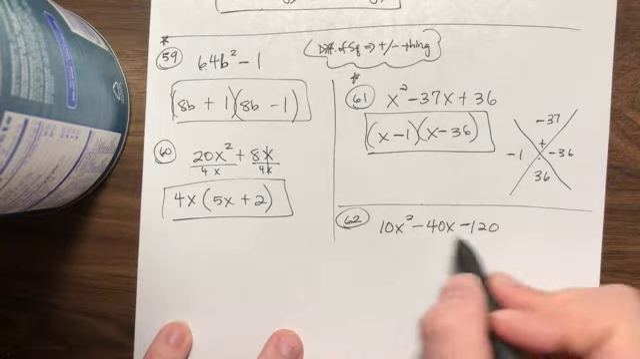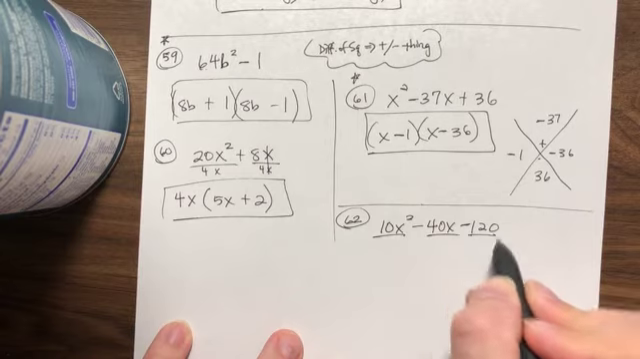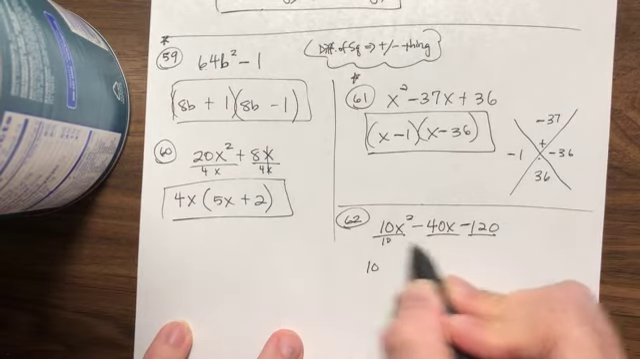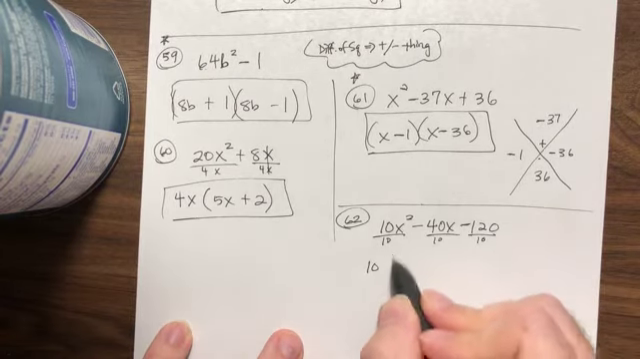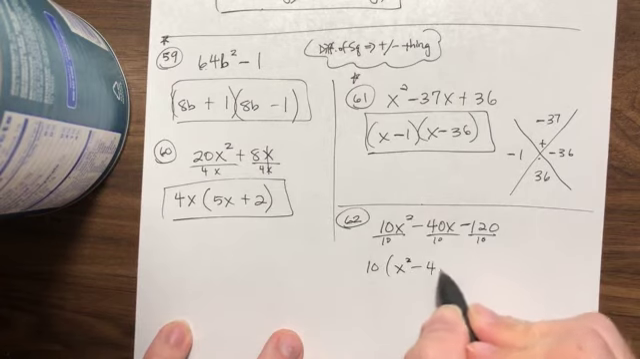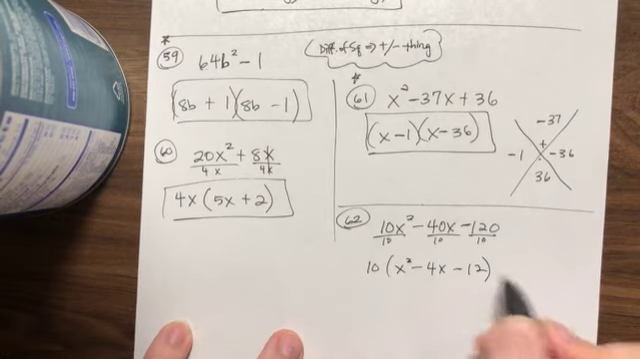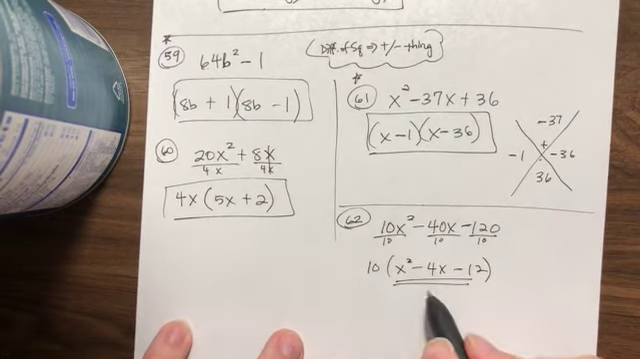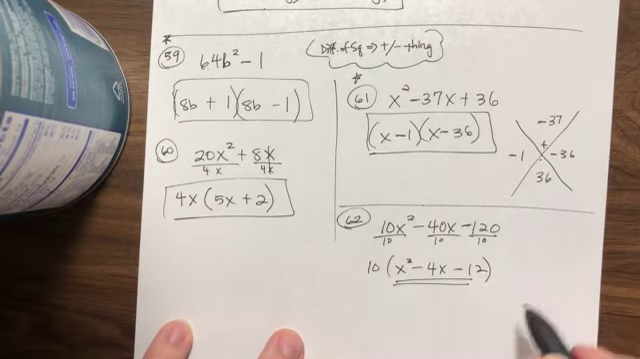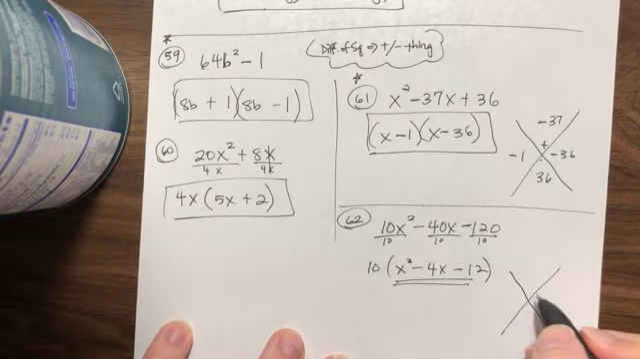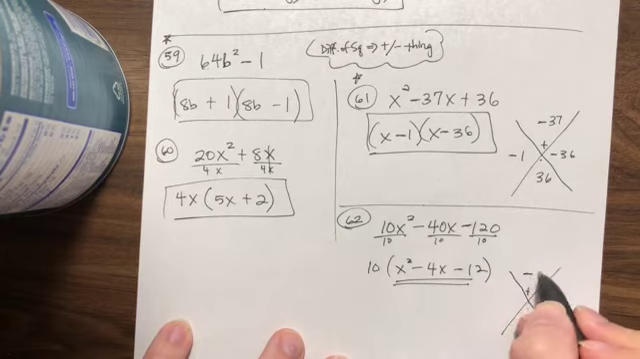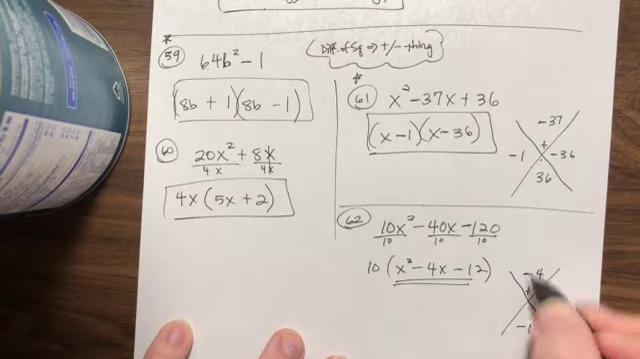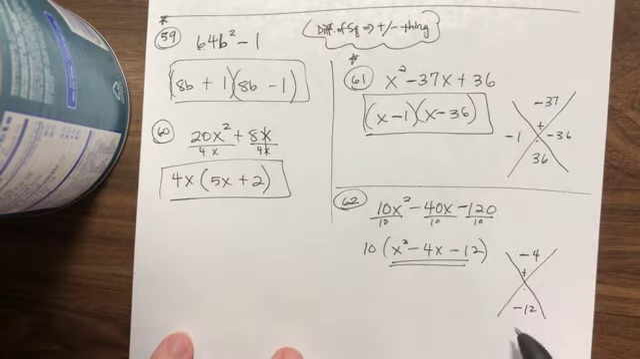But I want to do this problem because it's GCF. They all have a 10 in common. And if I divide a 10 out of all of them, I'll be left with x squared minus 4x minus 12. And this guy is a problem that you'll have on the final exam, so let's do a little x method again. Negative 4 on top, negative 12 on the bottom.